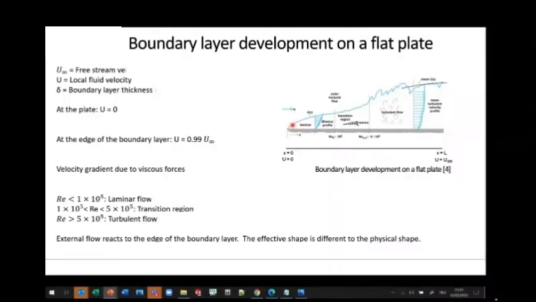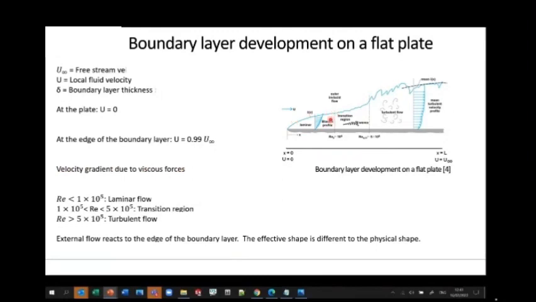So initially that boundary layer starts off quite small. The shearing action has not had a chance to develop. However, as the fluid travels along the plate, that shearing interaction grows, so that you can see that the boundary layer gets thicker as the fluid moves along the plate.